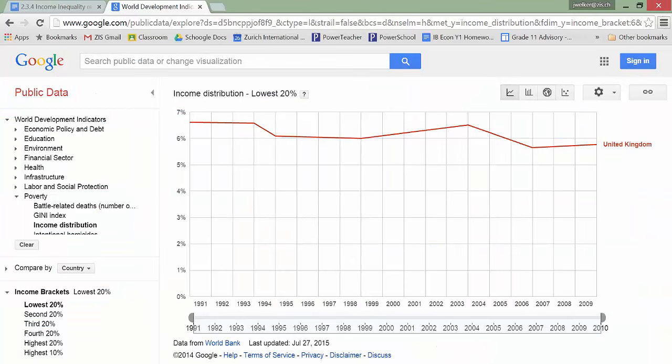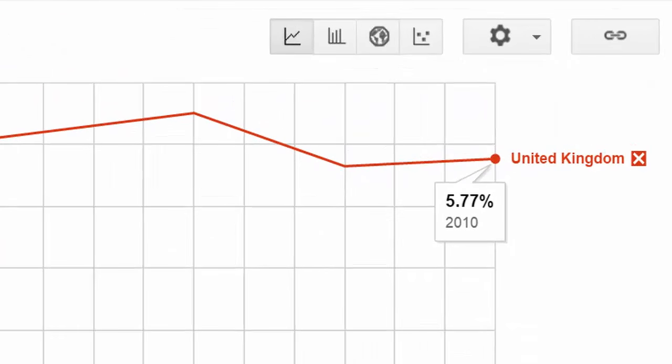On this page, we can see the income distribution for the United Kingdom going back to 1991. We're going to use the most recent data available, and using that data, we're going to plot a Lorenz curve for the United Kingdom. So here you can see that the red line represents the amount of income earned by the lowest 20% of the UK population. In 2010, the lowest 20%, the poorest 20% of the United Kingdom earned 5.77% of the total income.